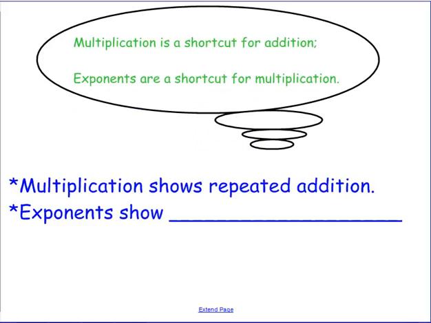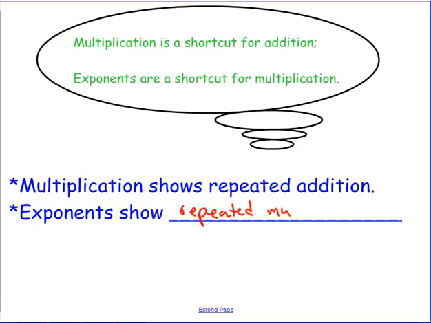Before we get to the new vocabulary, we got to get to some old stuff. Just want to make sure some basics are understood by everybody. We know that multiplication is a shortcut for addition. If I have 3 plus 3 plus 3 plus 3, instead of saying 3 plus 3 plus 3 plus 3, I just say 3 times 4. Exponents work in a very similar way. They are a shortcut for multiplication. Where multiplication shows repeated addition, exponents show repeated multiplication.